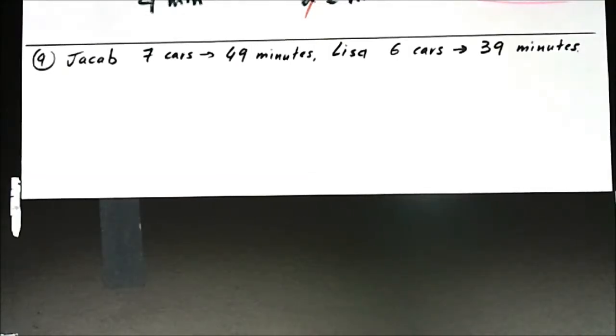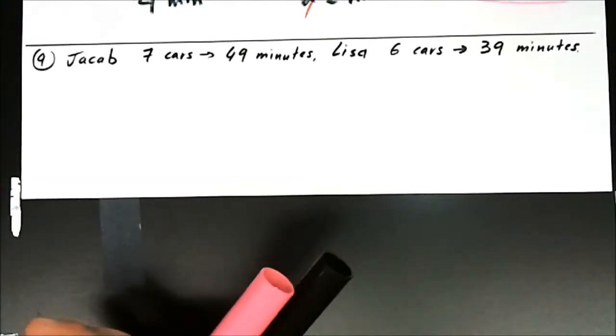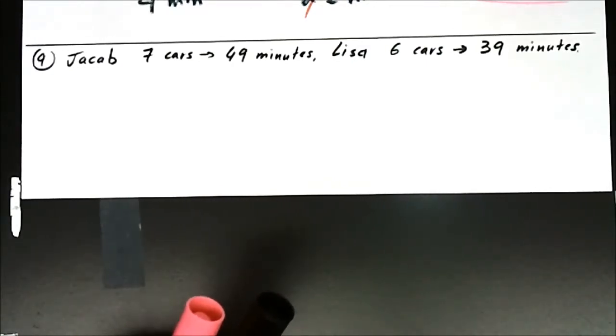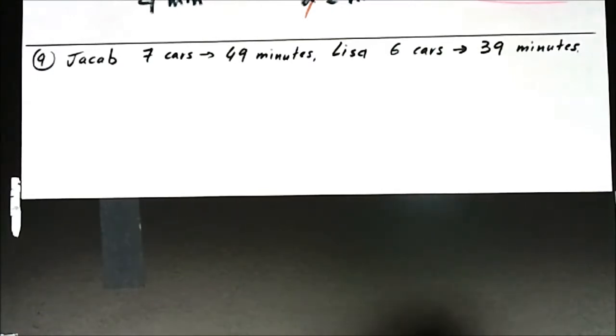Number 9 is another word problem. Here they told us, and I'll read it out loud, Jacob can detail 7 cars in just 49 minutes. Lisa can detail 6 cars in 39 minutes. Who's faster? Detailing usually involves waxing the car or whatnot. So how can I go about to find out who's faster here? I can compare the two rates here. I can compare Jacob's rate to Lisa's rate and then find out which one's faster.